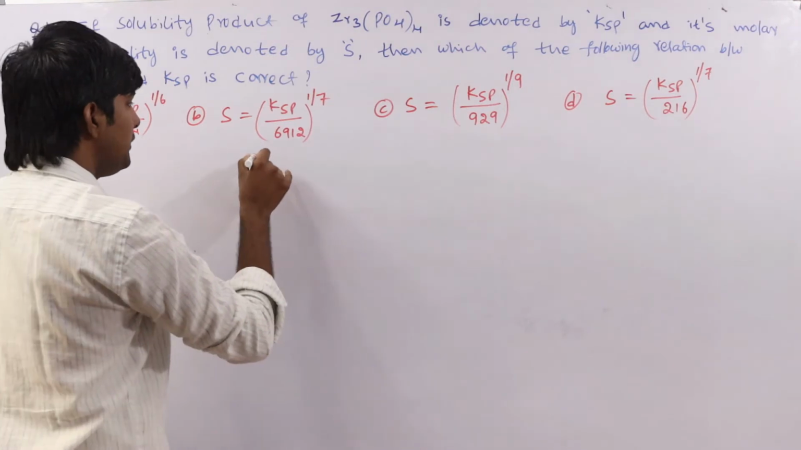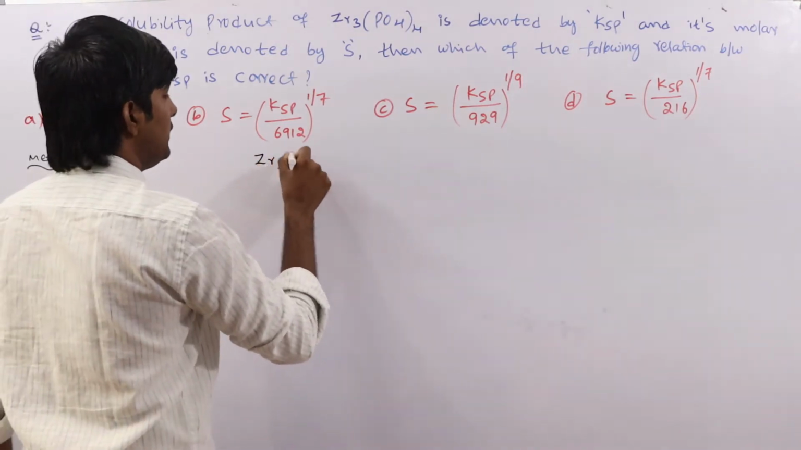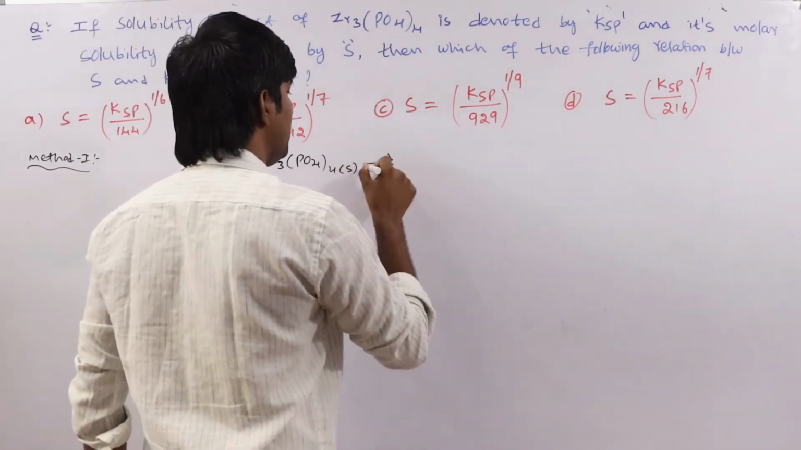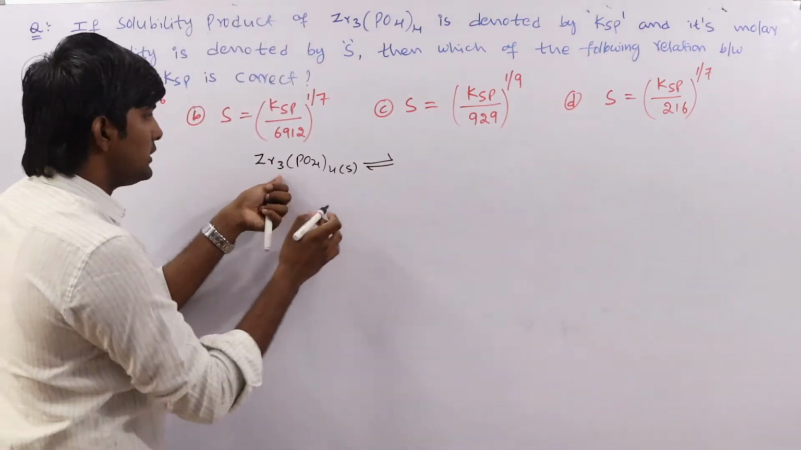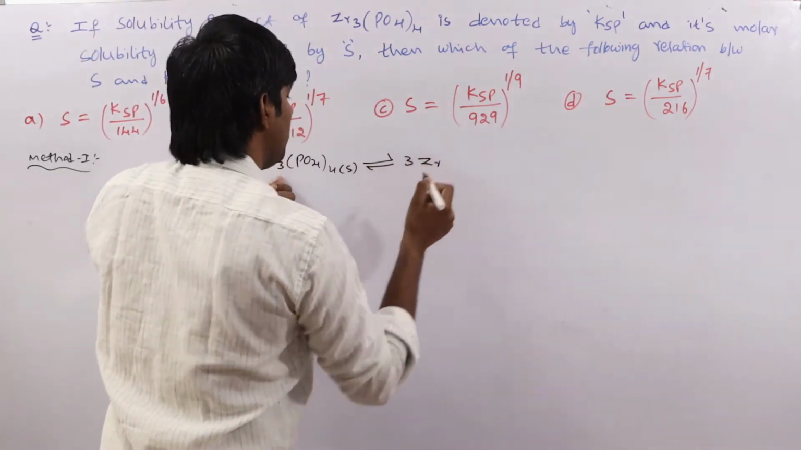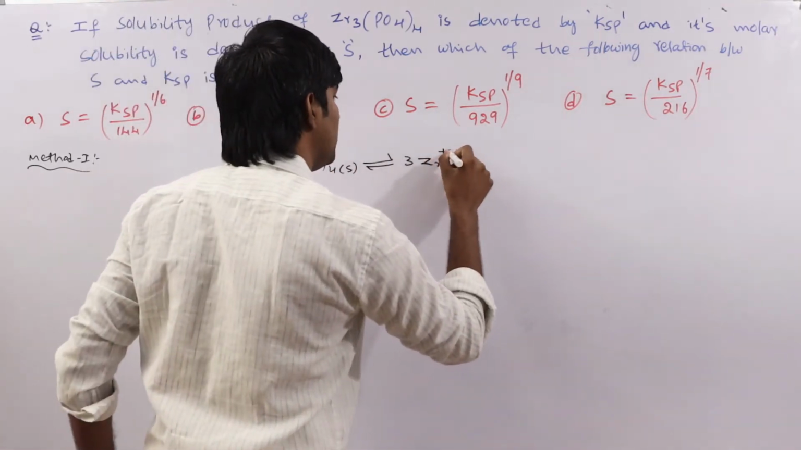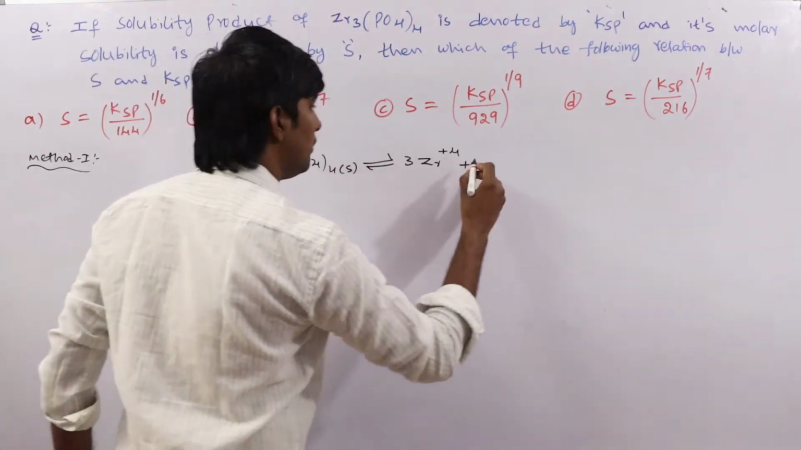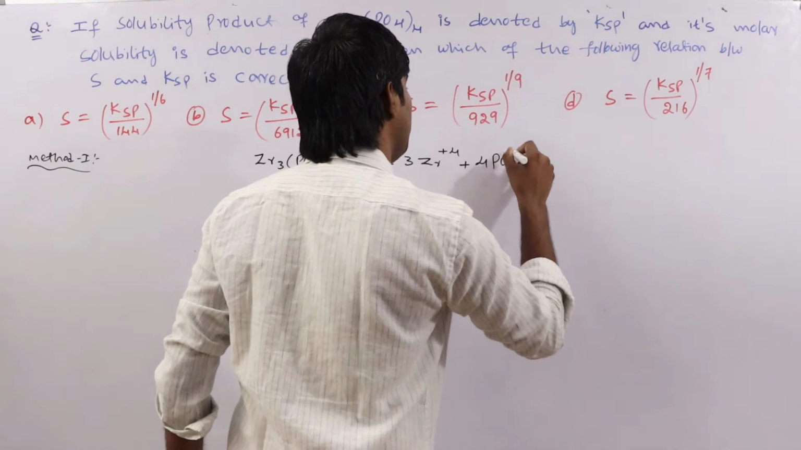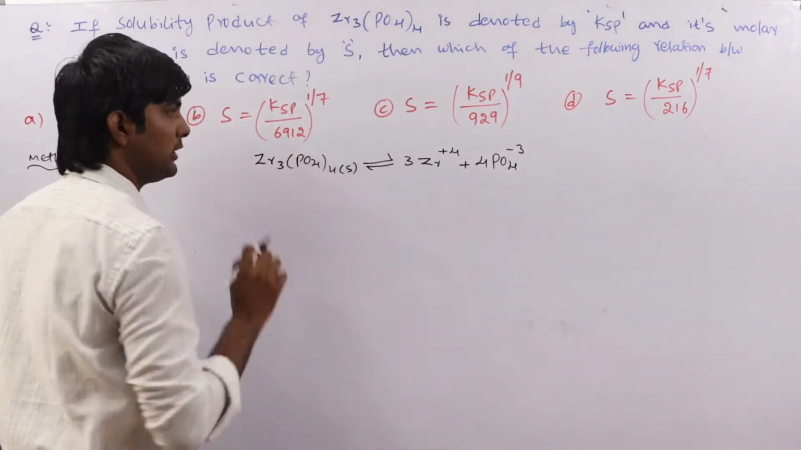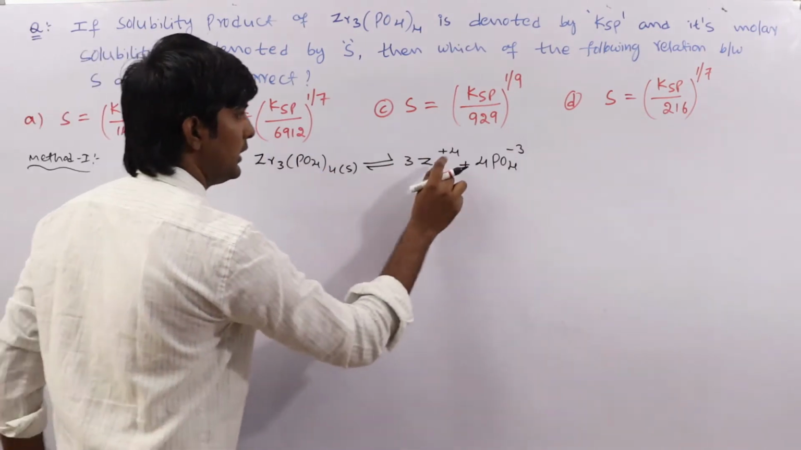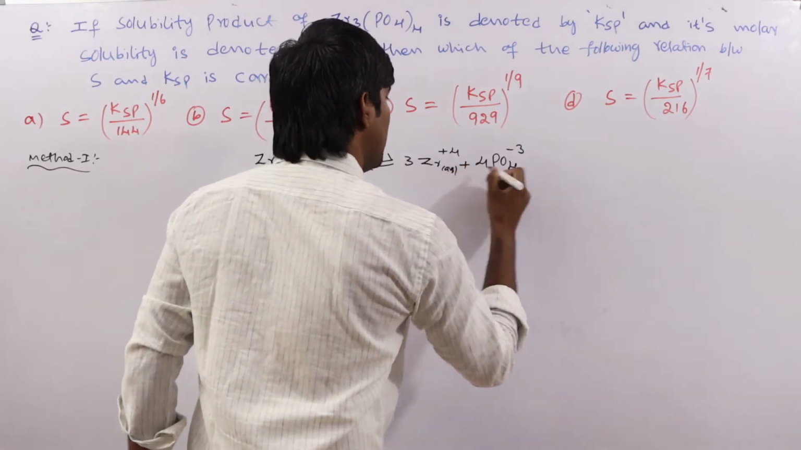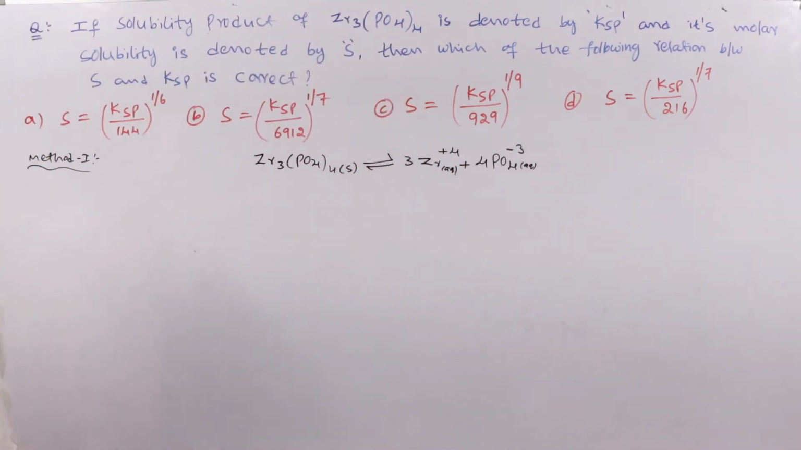First, we should write the dissociation of zirconium phosphate. How does it dissociate? We have 3 zirconiums, with this charge present on the zirconium, and a total of 4 phosphates, so PO4 minus 3 is the charge on the phosphate ion. These are the ions present in the solution.